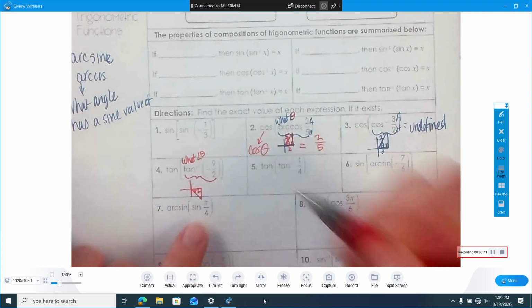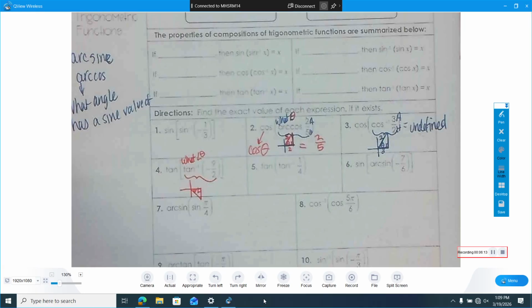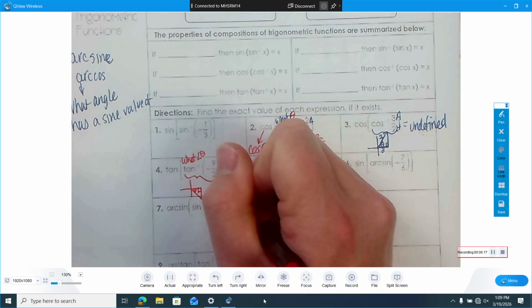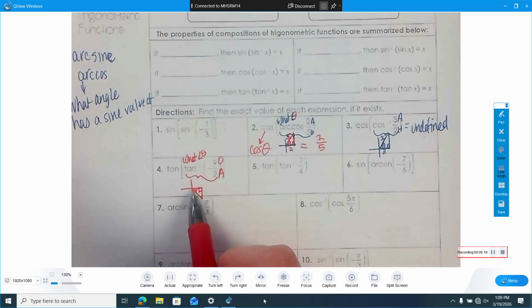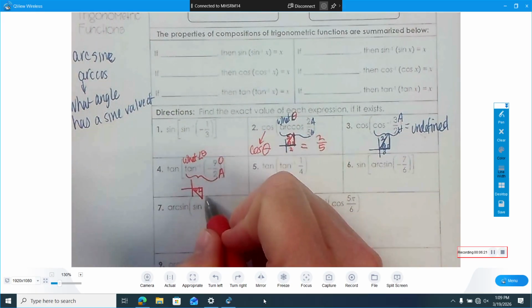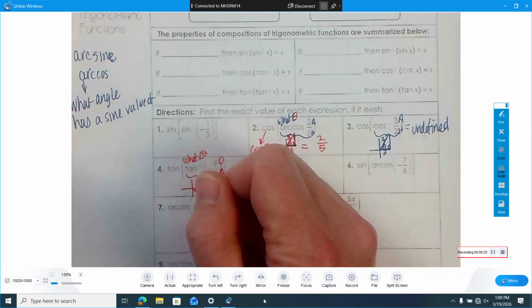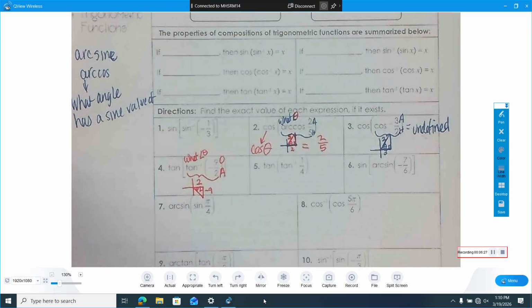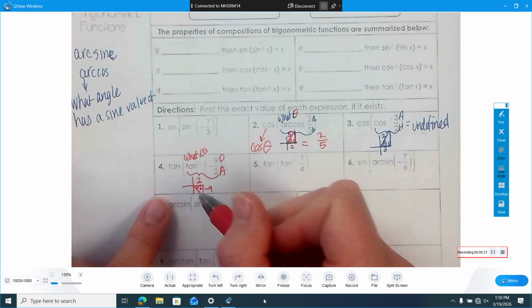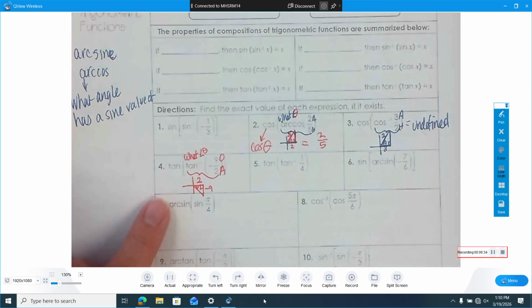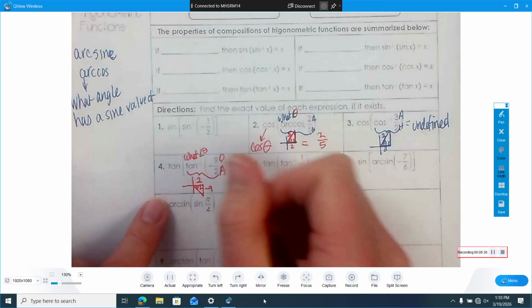So here's my little angle theta. And what's the tangent ratio? Opposite over adjacent. Okay, so the opposite side here, this would be 9 and it's downward. So that's -9. The adjacent side is 2. So there it is. There is my angle theta that has a tangent ratio of -9/2. And so we just drew that.